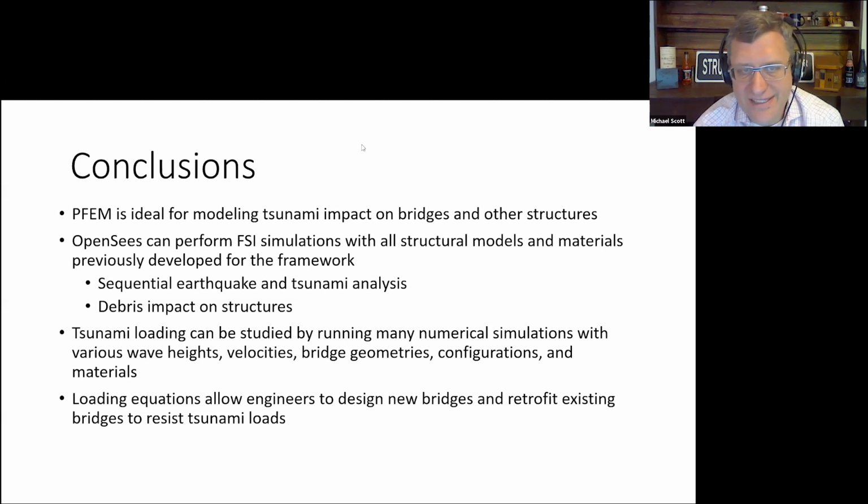But then 3D type simulations with the PFEM and OpenSees, the capabilities are there, but of course the runtimes go up by a factor of 8, 10, something like that.